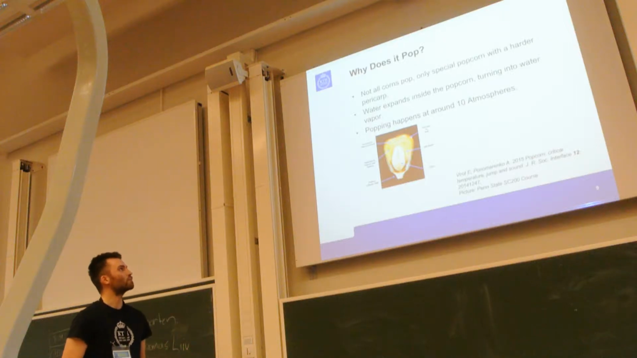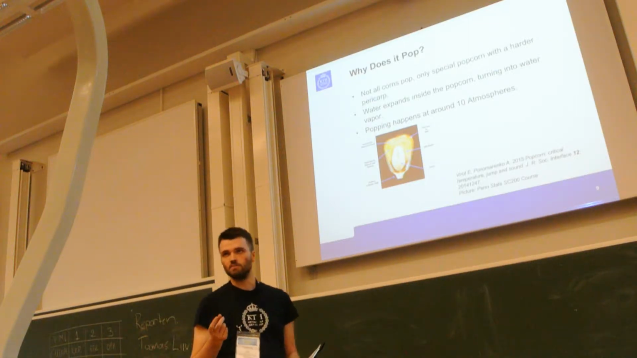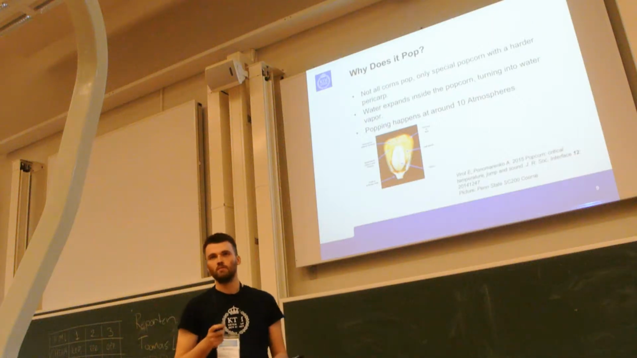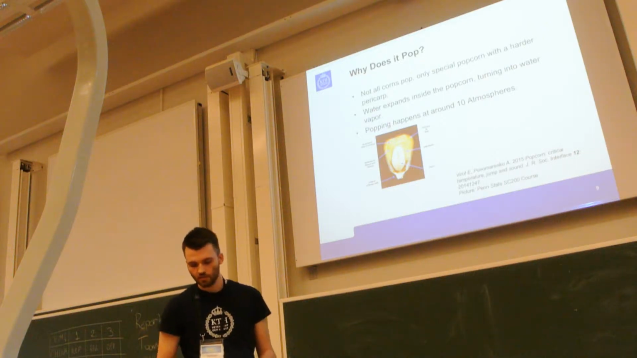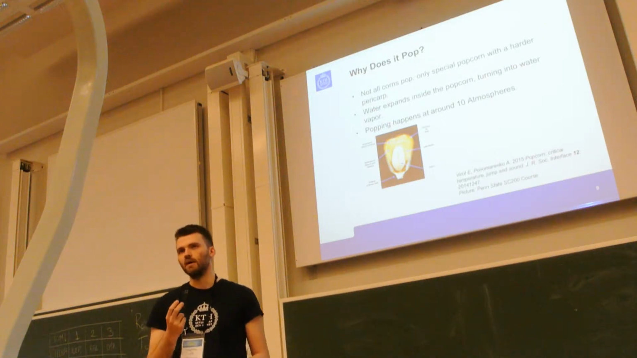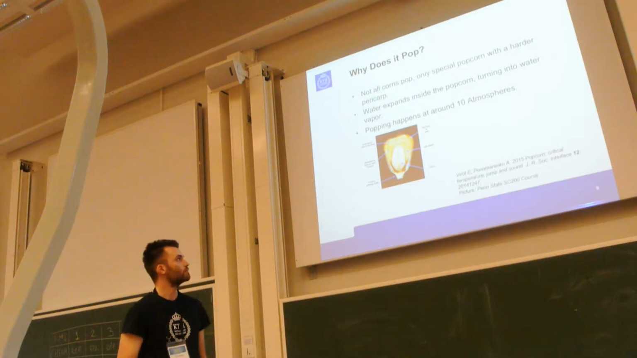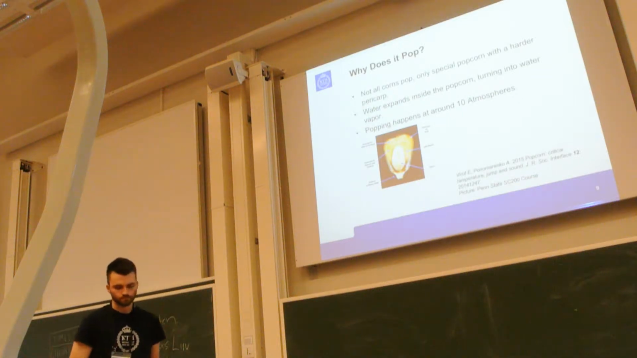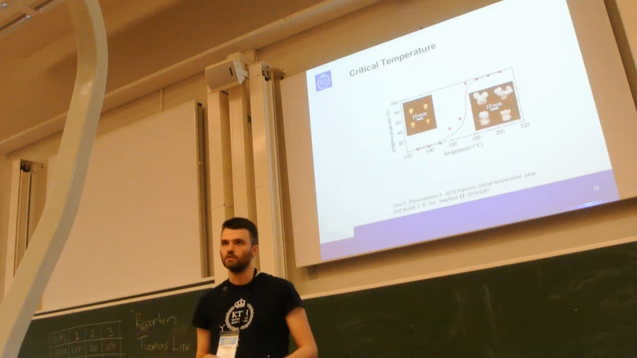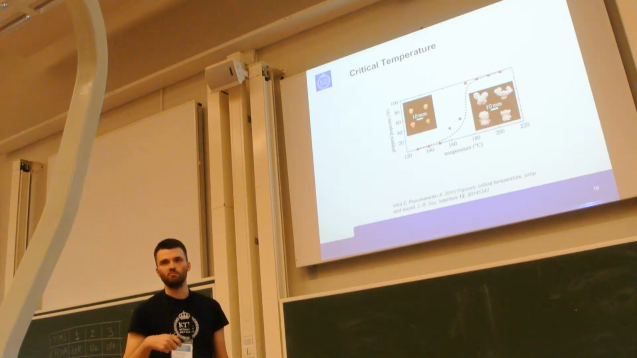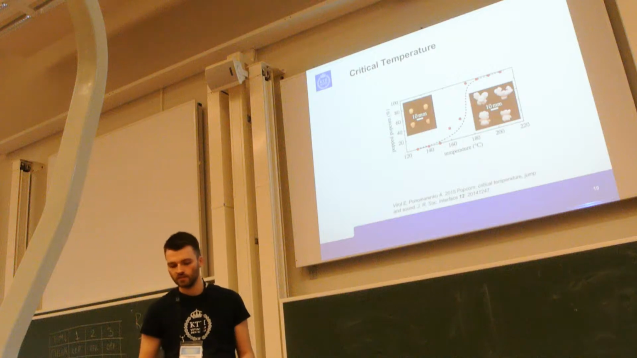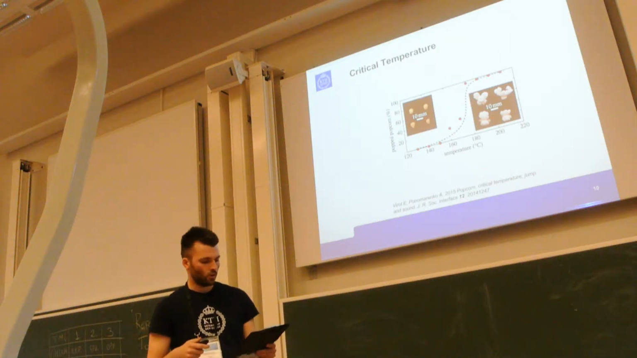But why does the popcorn actually pop? Not all types of corn pop, just popcorn. And the difference between them is that the pericarp, the outer layer, is harder. What this means is that when water expands as it is heated, we get a higher pressure inside before it bursts open. And this happens at around 10 atmospheres. It also happens at a critical temperature. This is also from the same article. On the x-axis we have temperature, and on the y-axis we have percentage of popcorn popped. So at around 180 degrees Celsius is the critical temperature where all popcorns pop.